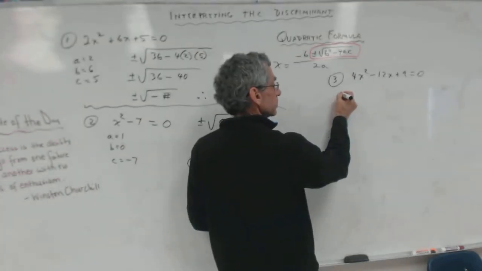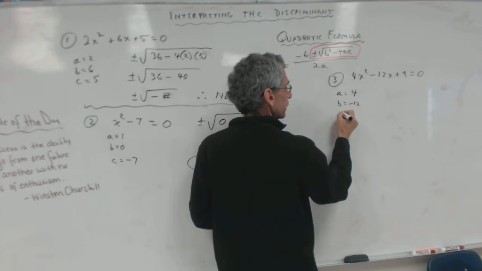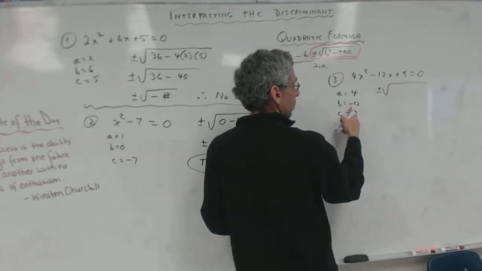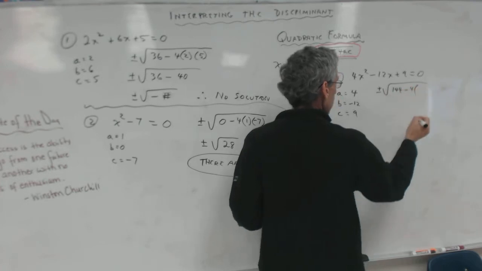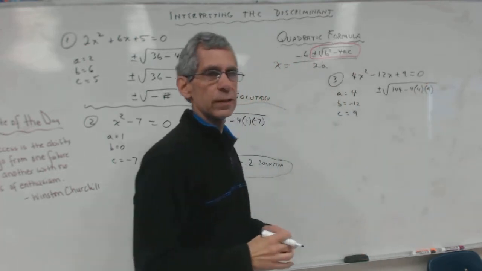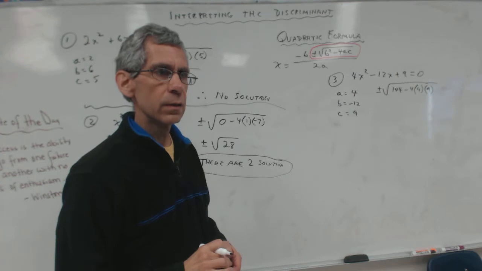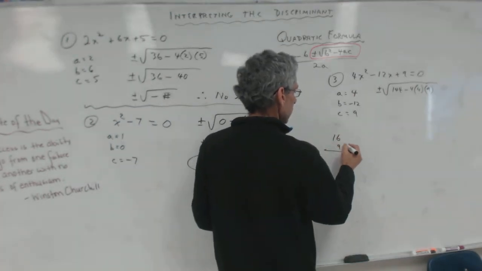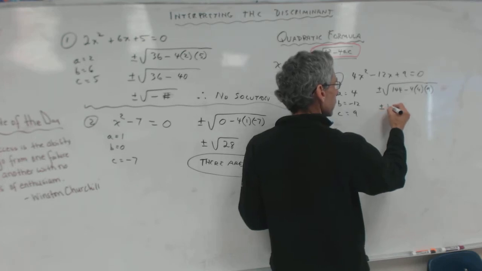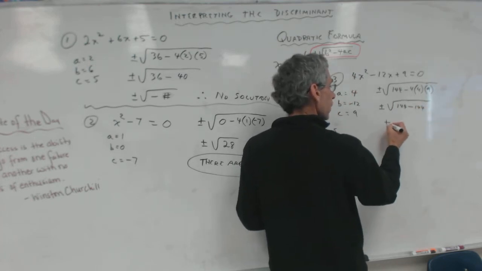Okay, what's my a? Positive 4, right? What's my b? Negative 12. What's my c? 9. Okay, so plus or minus the square root of b squared. So 144, right? Minus 4 times a, 4, times c, 9. Let's see, 4 times 4 is 16 times 9. I think that's 144, isn't it? 9 times 6 is 54, right? Yeah, 144. So now suddenly we have plus or minus the square root of 144 minus 144, which means what? Okay, so plus or minus the square root of 0.